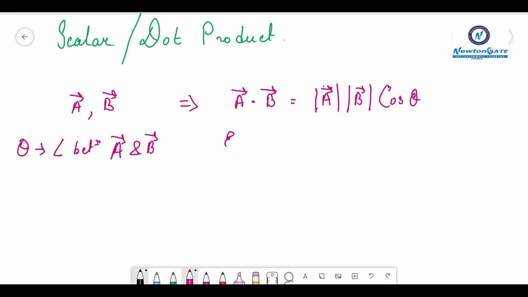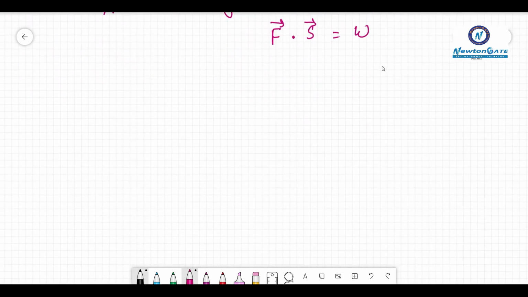There are a few examples. The first example is work. Now we know that work is a scalar quantity, but what is the formula for work? Work is force into displacement. Force is a vector quantity, displacement is also a vector quantity. So when I multiply force into displacement, it gives me work, which is a scalar value. This is an example where we use dot product. Two vectors we are multiplying and we are getting a scalar value. Now there are a few special cases under this.